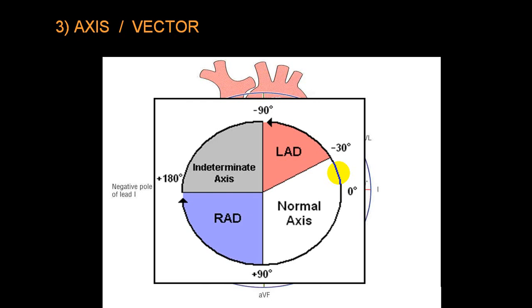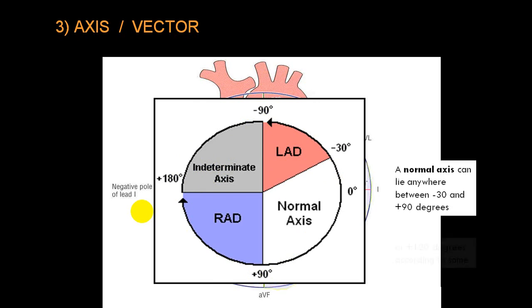To identify the electrical axis, there are different techniques which are utilized. Here there is a small chart which shows you that if the axis is between minus 30 to minus 90, it is a left axis. If it is between minus 30 to plus 90, it is a normal axis. From plus 90 to plus 180, it is a right axis deviation. And if it is from plus 180 to minus 90, it is called indeterminate axis or extreme right axis or no man's land. These are the terms which are being utilized.